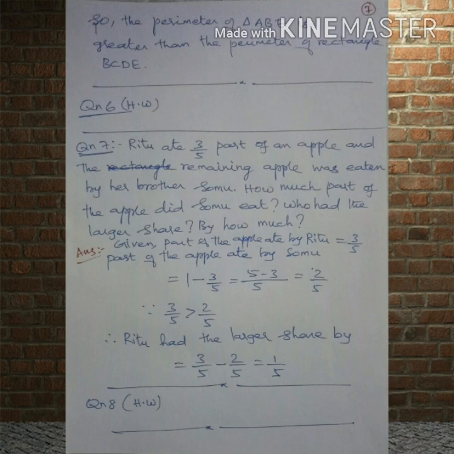Question number 6 is homework. We will move on to question number 7. Ritu ate 3 by 5 part of an apple and the remaining apple was eaten by her brother Somu. How much part of the apple did Somu eat? Who had the larger share? By how much?